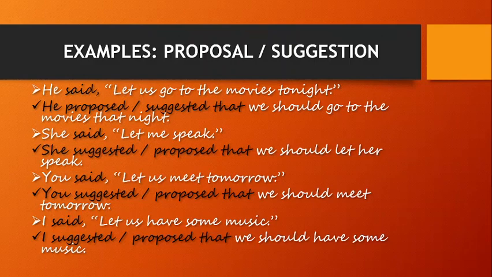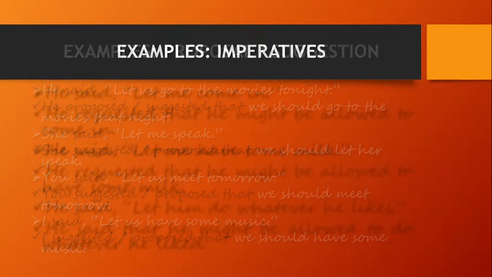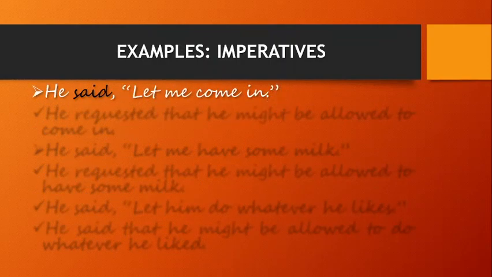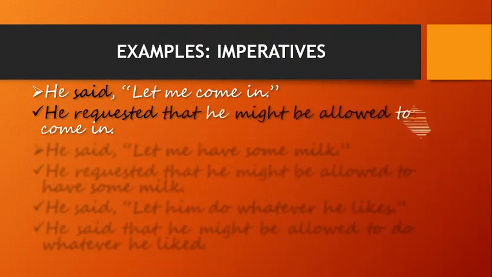So let's have some examples of situations where let does not include a proposal or suggestion. For example, he said, "Let me come in." This is not a suggestion, this is not even a proposal. This is asking permission. So he requested that he might be allowed to come in. He requested, said becomes requested. It is a permission, asking permission. He requested that he might be allowed, and then again the infinitive construction to come.